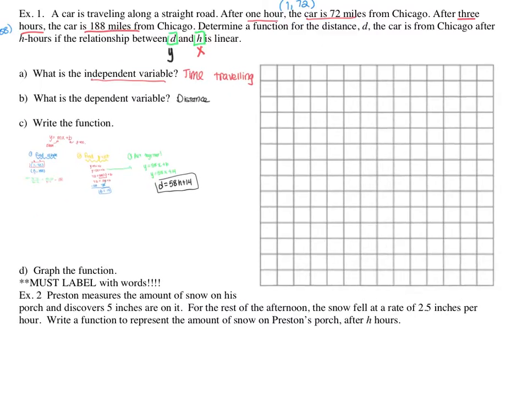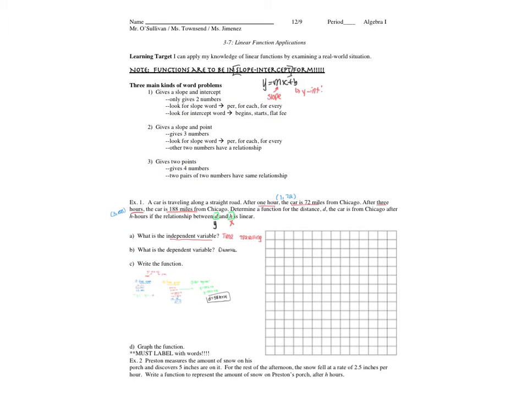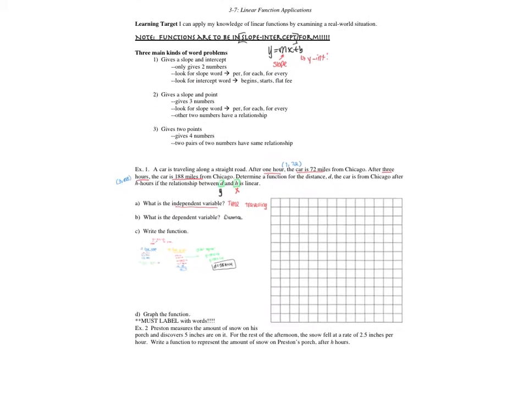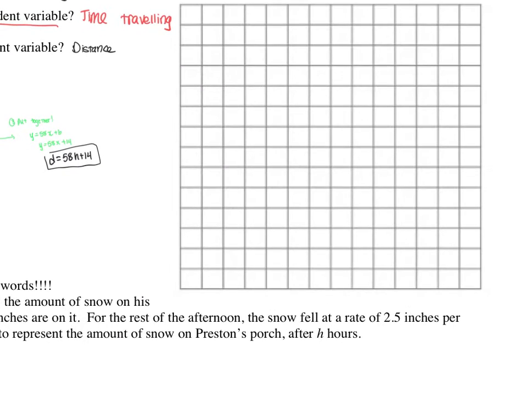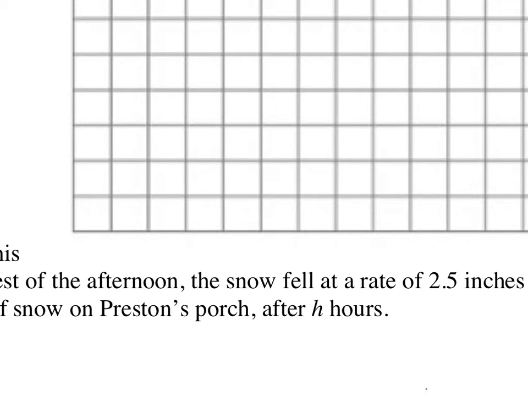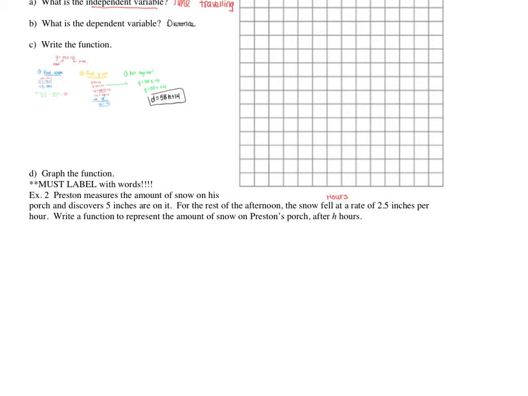Now let's go on to part D. Part D says graph your function. So what we're going to do right now is graph our function. This is going to be your x-axis. So this will be our time, hours. And then this is going to be our distance. You can also put time as your x-axis. If you put hours, that's fine also. There's no right or wrong answer, as long as it's just the correct unit.